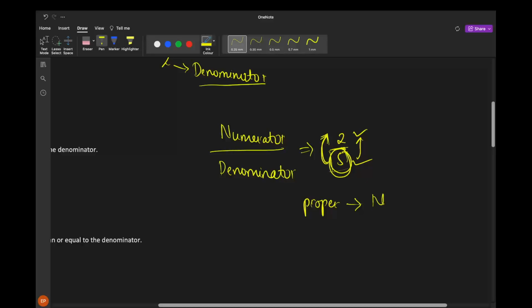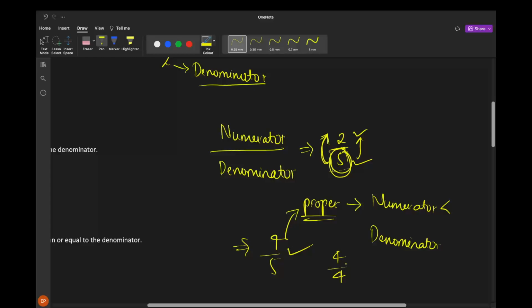The numerator should be less than the denominator. That is the rule for a proper fraction. If I write 4 by 5, yes, it's valid. This is a proper fraction because the numerator is less than the denominator. What if I write 4 by 4? No, this is not correct, because the numerator is not less than the denominator. It is equal to the denominator, so it is not a proper fraction.